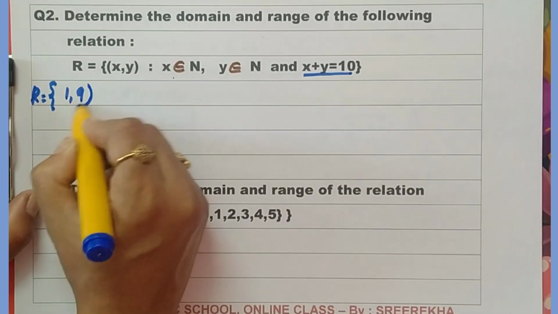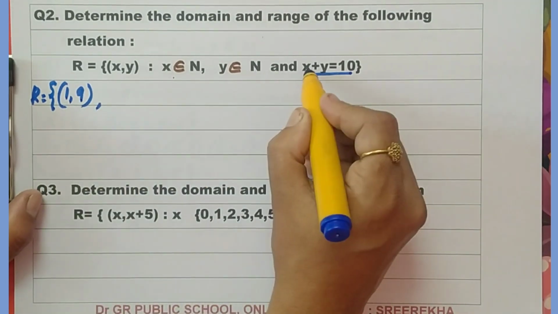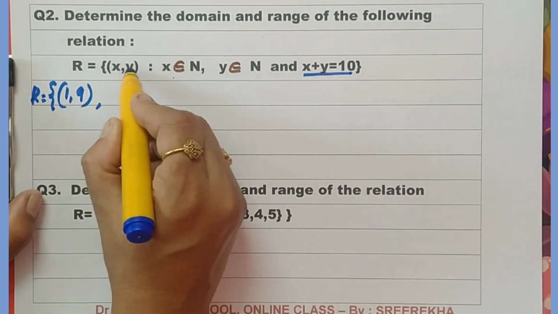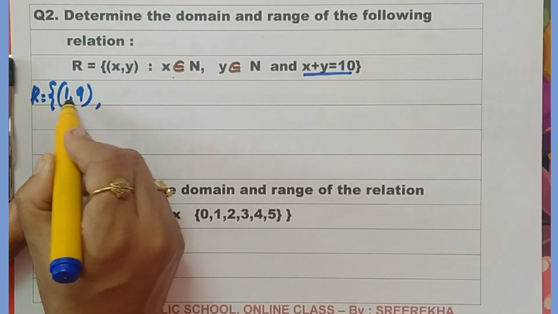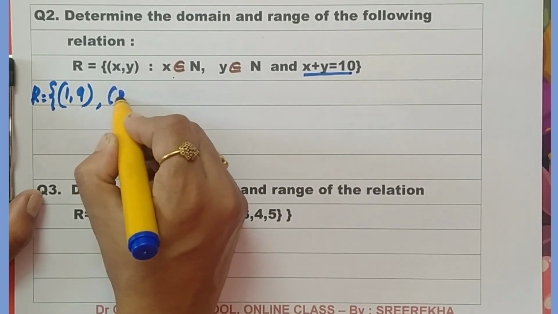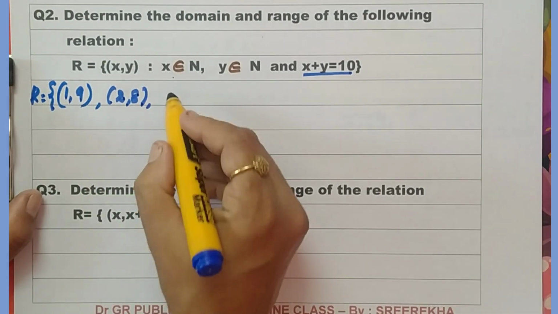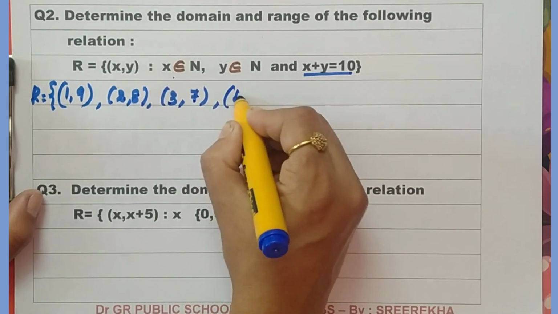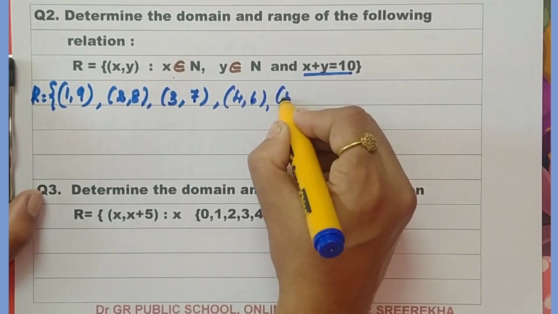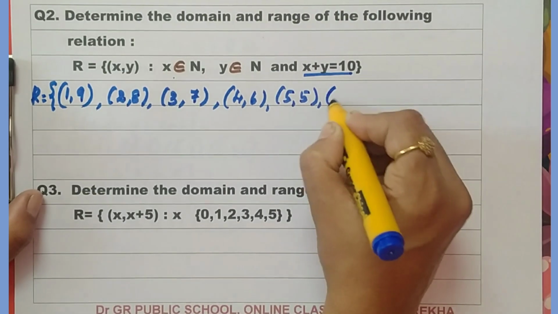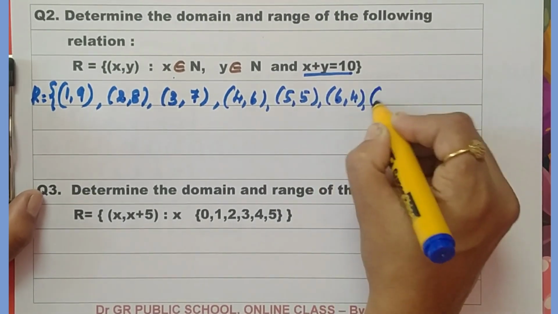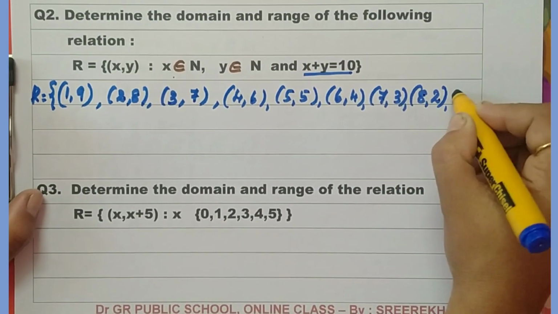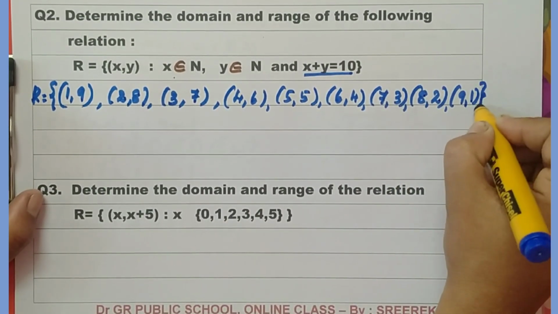Which are the elements we can connect in which x plus y equals 10? 1 can be connected with 9. 1 and 9. Their sum will be 10. x, y. So, their sum x plus y will be 10. 1 plus 9, their sum equals 10. In this way, write the natural numbers up to 8. Then the next element 3, 7. Another element 4, 6. Then 5, 5. Their sum is 10. 6, 4. Their sum is 10. 7, 3. Their sum is 10. 8, 2. Their sum is 10. And 9, 1. The sum is 10.